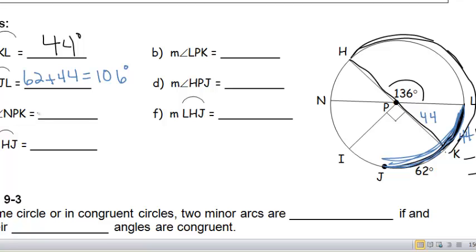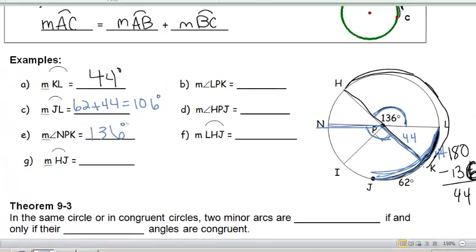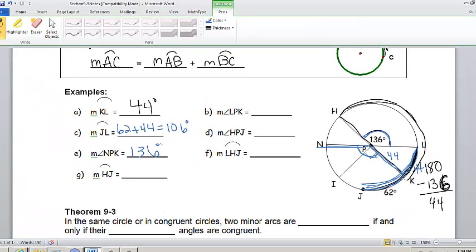Okay, angle NPK. So I'm looking at an angle this time. But it is actually vertical angles with 136, it looks like. Yep, so those are going to be congruent, 136. And if you didn't remember that, you could have added and subtracted from 180, or found it other ways, but I just noticed the 136 and it were vertical, so that makes it easy.